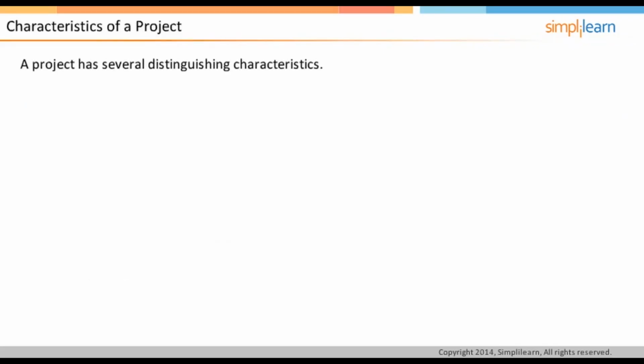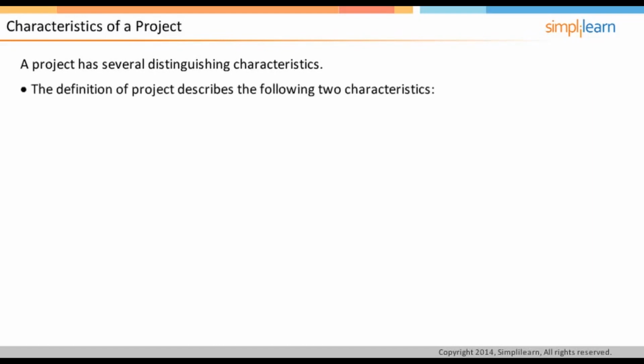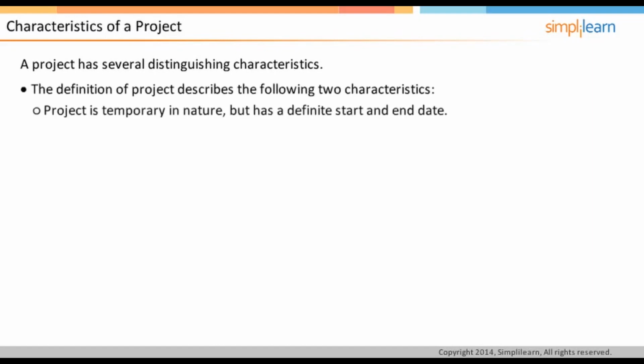A project can be distinguished based on its characteristics. The definition describes two characteristics of a project. First, it is temporary in nature. Temporary here does not mean short in duration. A project can extend for long duration based on the requirements. For example, creating a new indigenous missile defense system for a country. However, there is always a definite planned start and end date for a project. It cannot go on indefinitely.